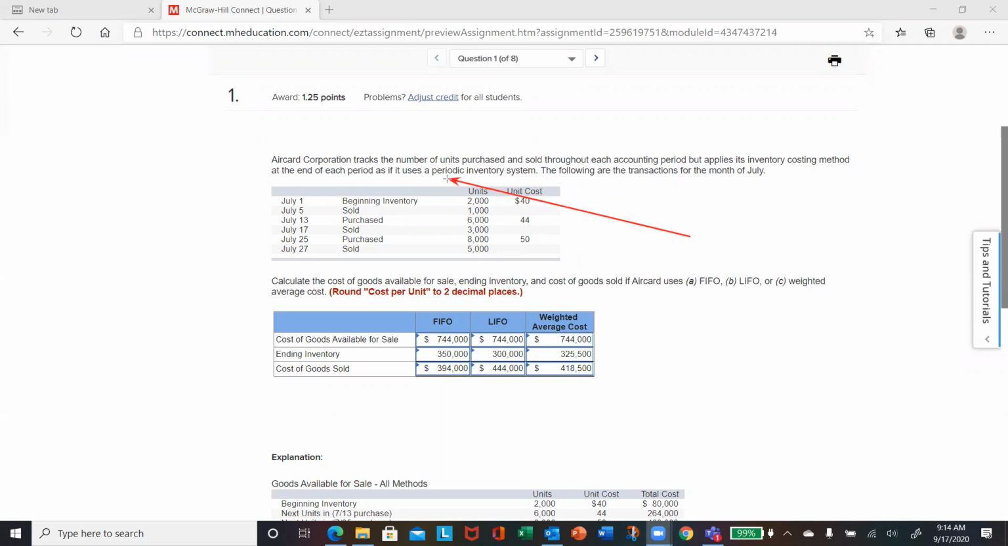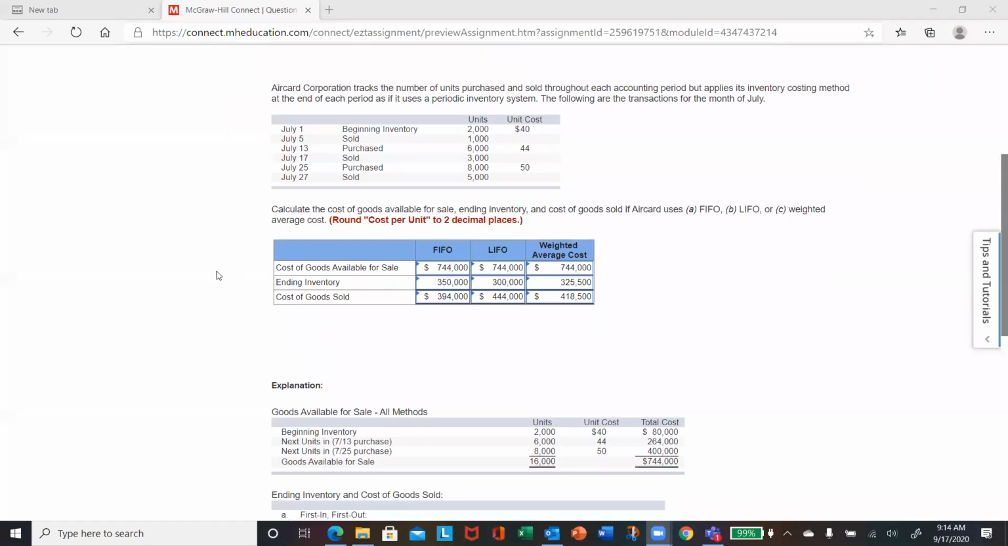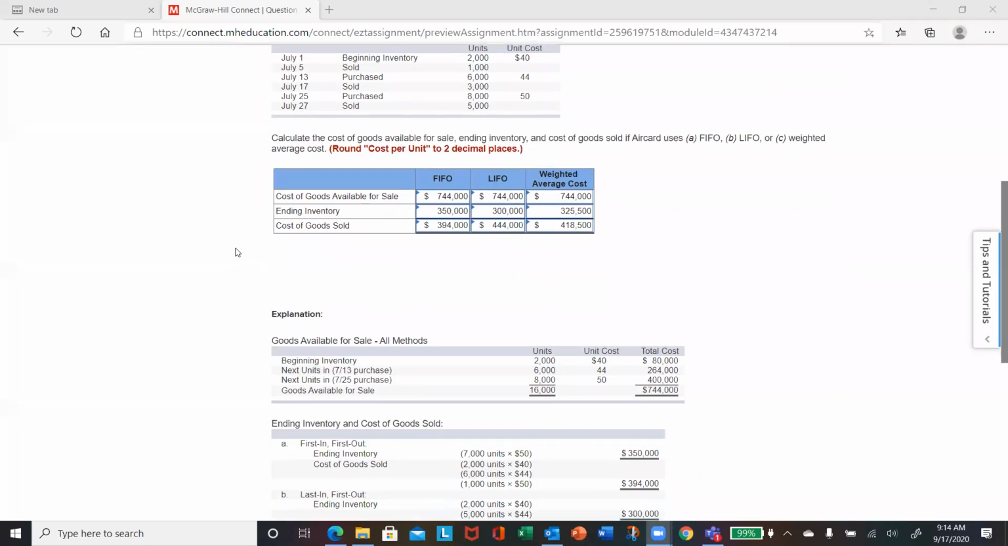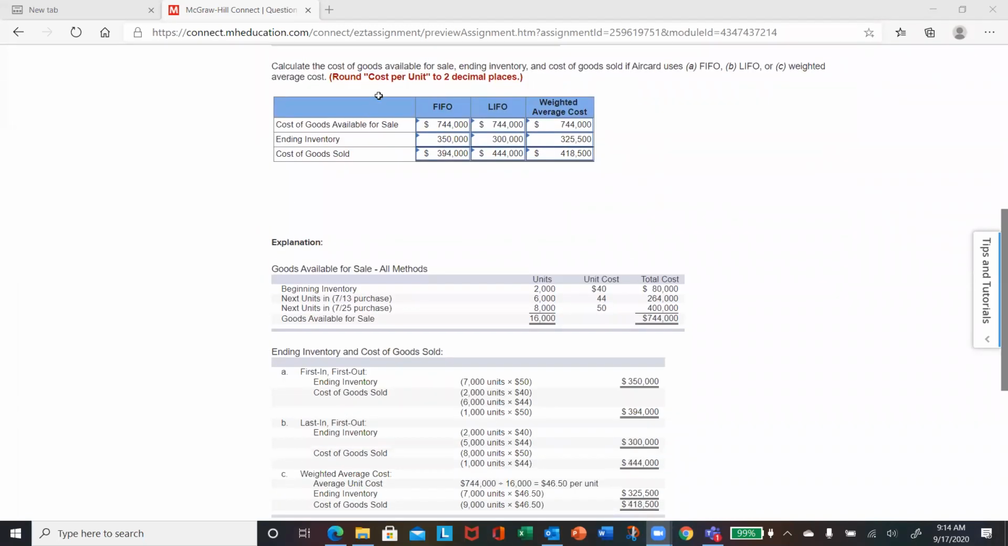They've got the periodic inventory system, and what they want us to do is calculate the cost of goods available for sale, ending inventory, and cost of goods sold if they use either FIFO, LIFO, or weighted average cost. You can see these are the answers, but let's go through and show you the methods. We'll start with FIFO, and I'll just page this down here.